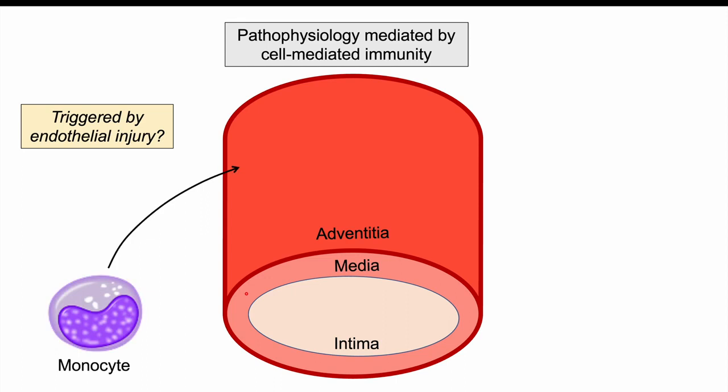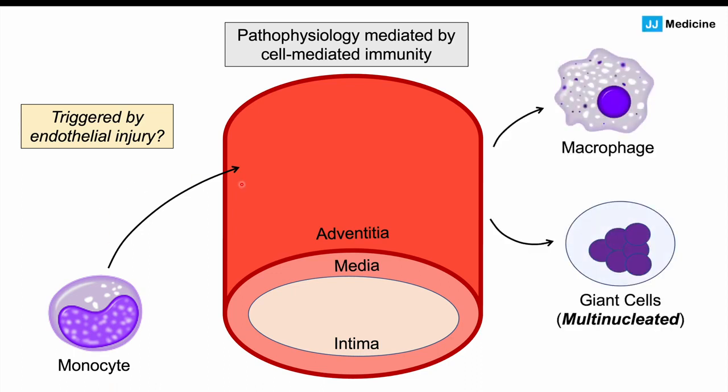Whatever the trigger may be, monocytes, which are a type of immune cell, will be recruited to the adventitia. When the monocytes enter the adventitia, they can differentiate into other types of immune cells, including macrophages and giant cells. Again, these multinucleated giant cells are where the name giant cell arteritis comes from, and they're the textbook characteristic finding in this condition. All of these immune cells within the adventitia are going to cause inflammation.